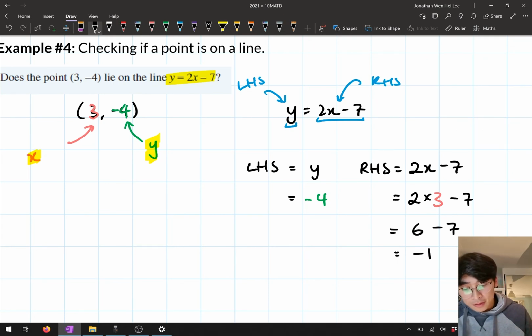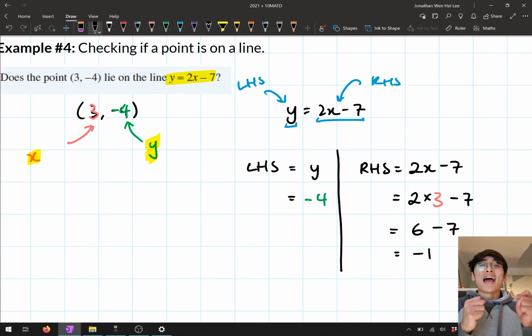So that's what I'm doing with substituting the point into my equation. What I want to do is substitute my y value where y is, on my left-hand side, and substitute my x value where x is on my right-hand side. Okay.